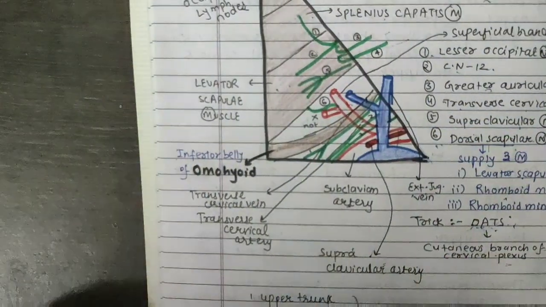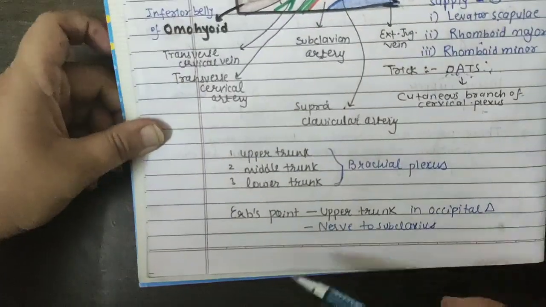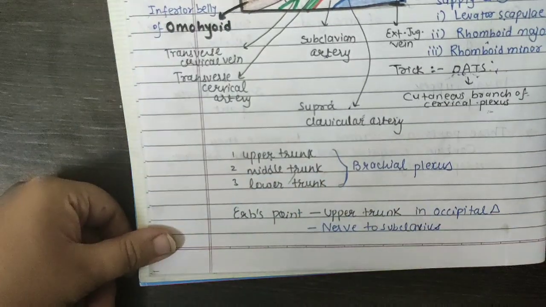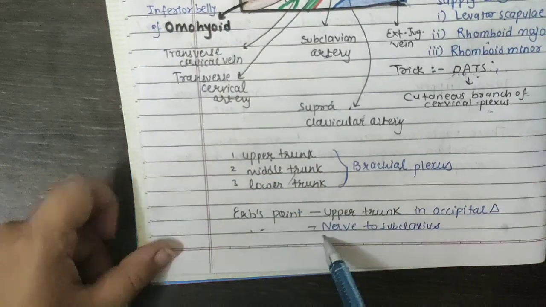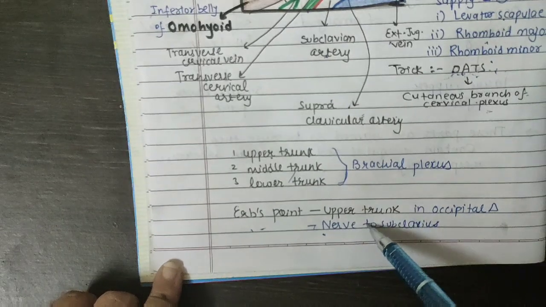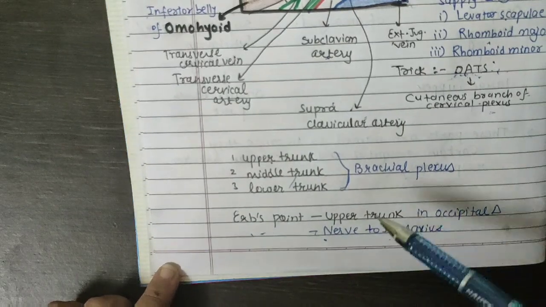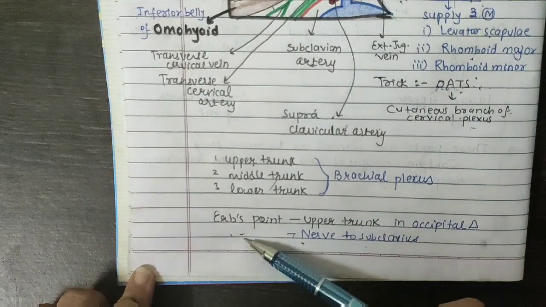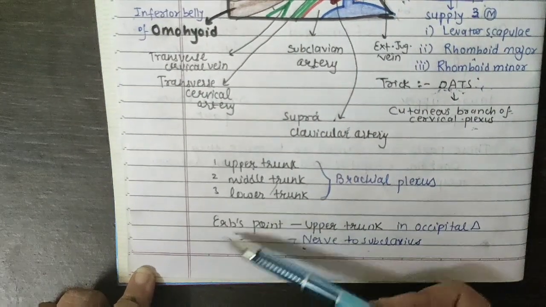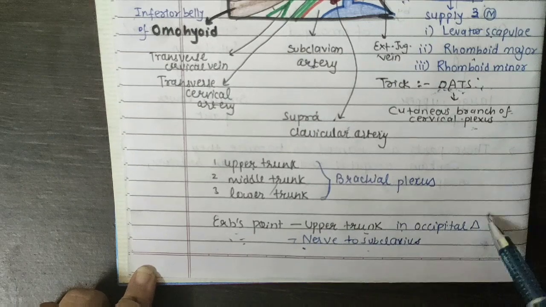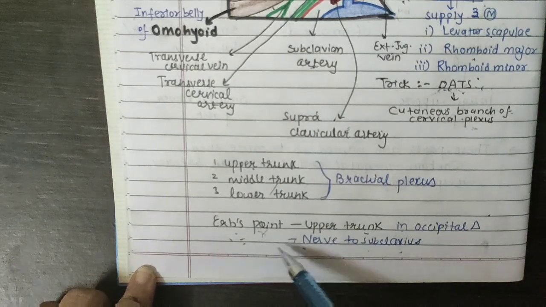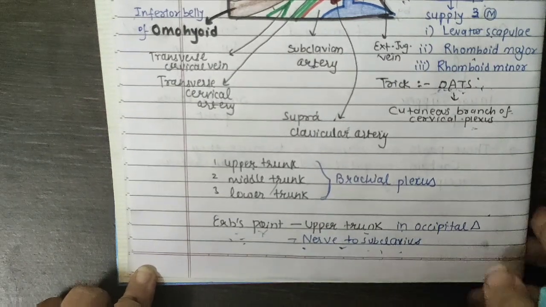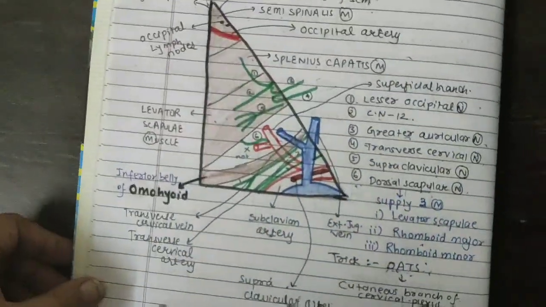This looks complex but is very simple. And as I said, there are 3 trunks of the brachial plexus, and Erb's point, as you know, is the point in the upper trunk where all the nerves meet. If you don't know, I am putting an I button on the brachial plexus, where you can see what Erb's point is. Upper trunk in the occipital triangle, and Erb's point has the nerve to subclavius. Now all this contains, this is the diagram.